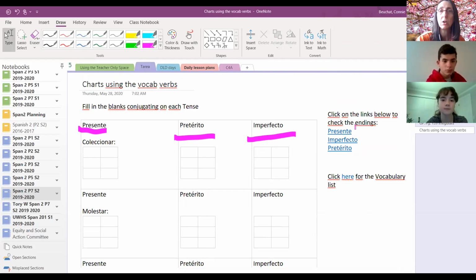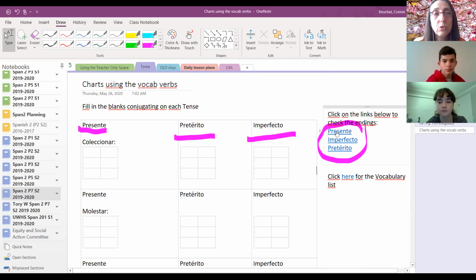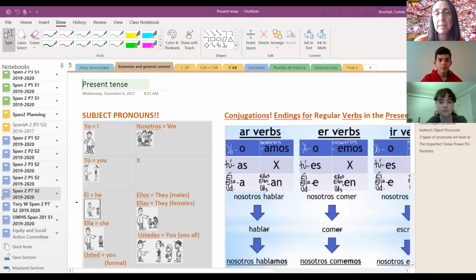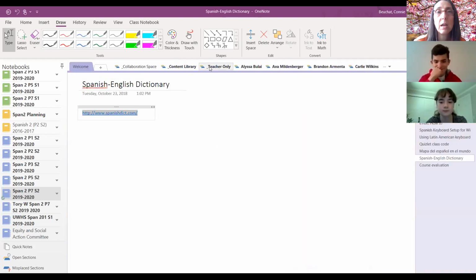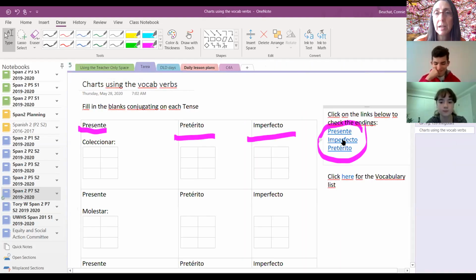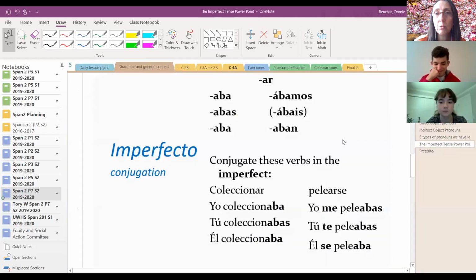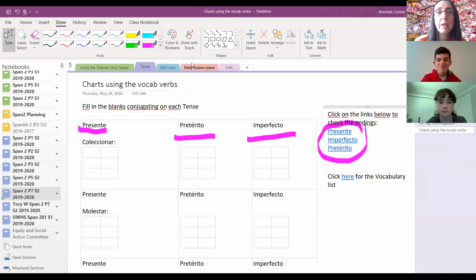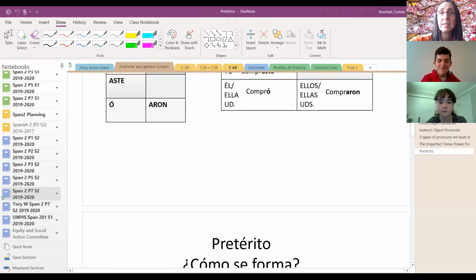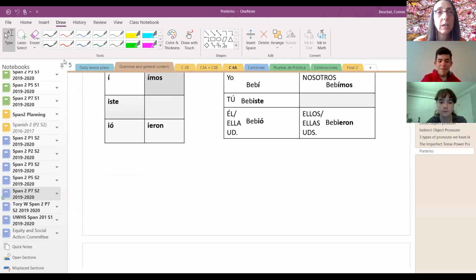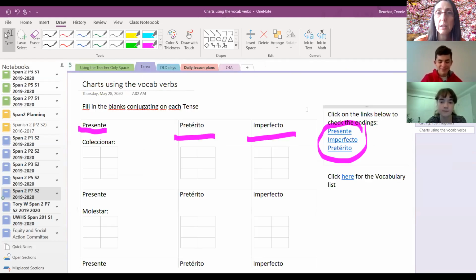Also, if you look at this part, there are three links that take you to the actual content. So if you don't remember the endings for presente, you click on the link and you can see the endings there. Then if you click on imperfecto, same thing. It will take you to the imperfecto conjugations. And the same thing for pretérito. And remember, pretérito has a lot of irregulars. So don't forget to look into the irregulars on the pretérito.